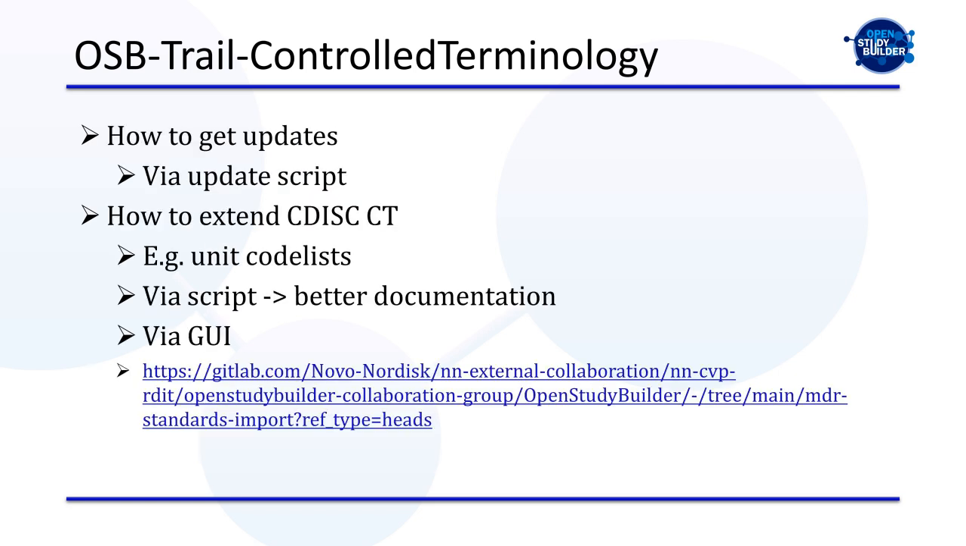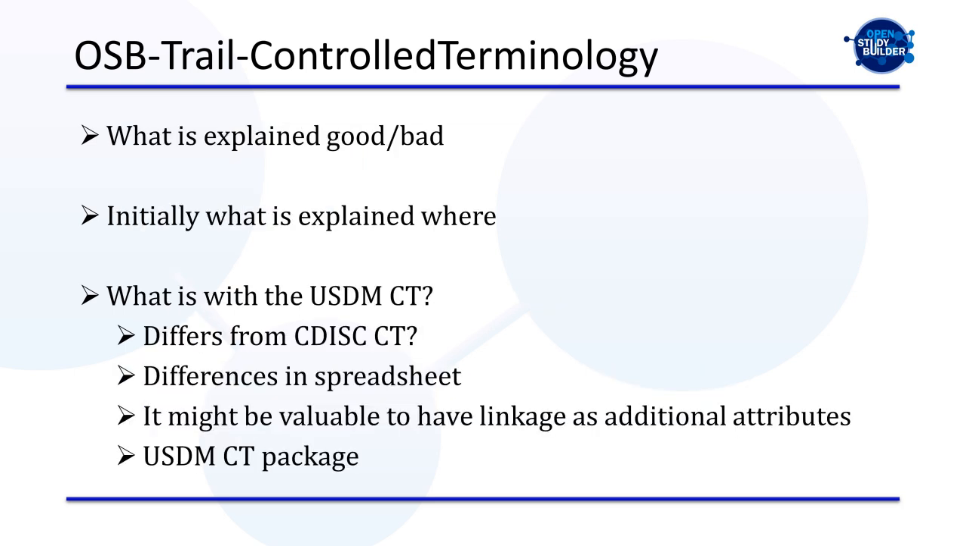Then also how to get updates. We do have update scripts, but how exactly is it done? We would like to have additional information and documentation there. Another thing is how to extend the CDISC controlled terminology, for example, to include additional unit code lists. In general there are two options. You could do it via script, but we would really like to have better documentation there. You can also do it via the graphical user interface. There is documentation, but there's always room for improvement, and probably also a video which we might want to create.